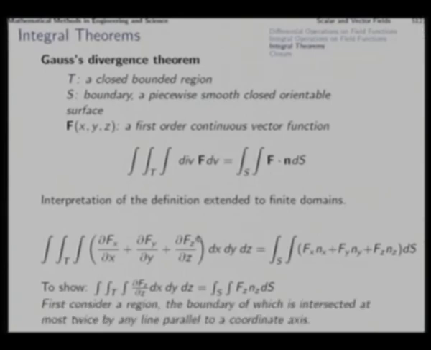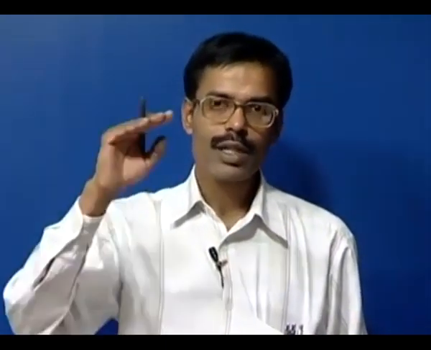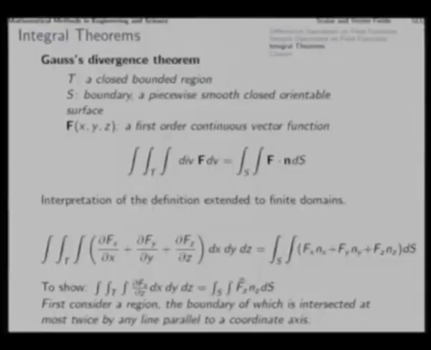So, for this also, first we consider a volumetric region such that the boundary of it is cut by any line parallel to the x axis, y axis, z axis at most at 2 points, not more than that. First we consider that kind of a region, over that we establish the equality, and then for extension to general regions we again subdivide the general region into many such simpler regions, which satisfy this requirement, and sum up the contributions.